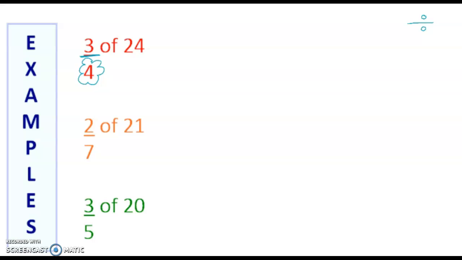So for the first example, I am going to do step number 1, 24 divided by 4. Use your times table grids to work out that answer. How many 4s make 24? The answer is 6. So that is 1/4 of 24.